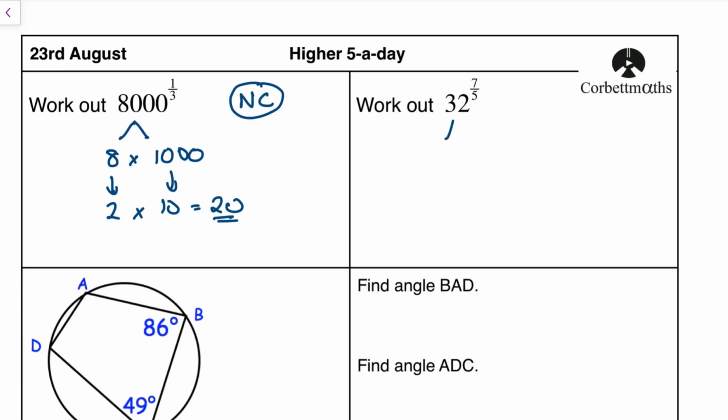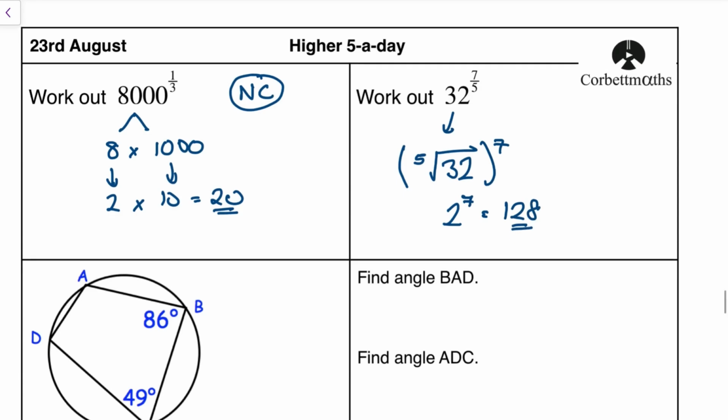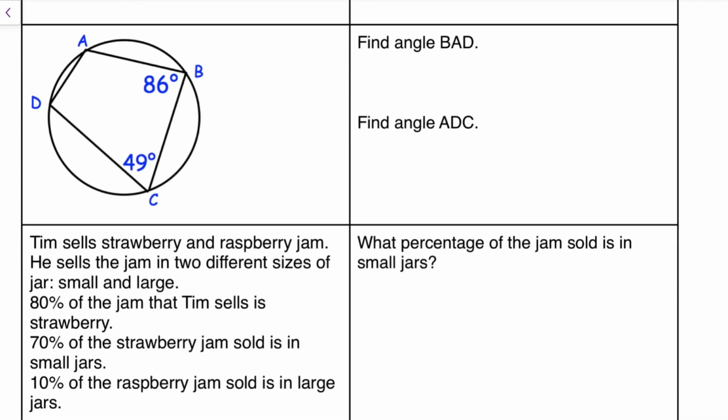Clever question. This one, again, hopefully you've done this fairly early on. We teach this in year 8 in my school. We do numbers quite early, algebra quite late. So you should hopefully know this is the 5th root of 32 to the power of 7. You do need to know that the 5th root of 32 is 2, so 2 to the power of 7. You may not know that straight off, but that's 128. Question done.